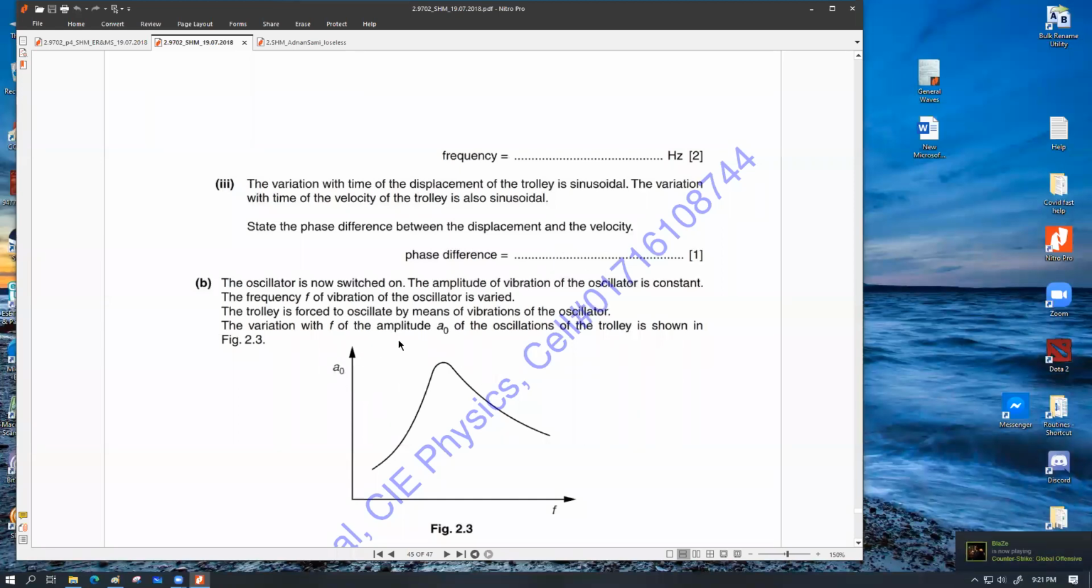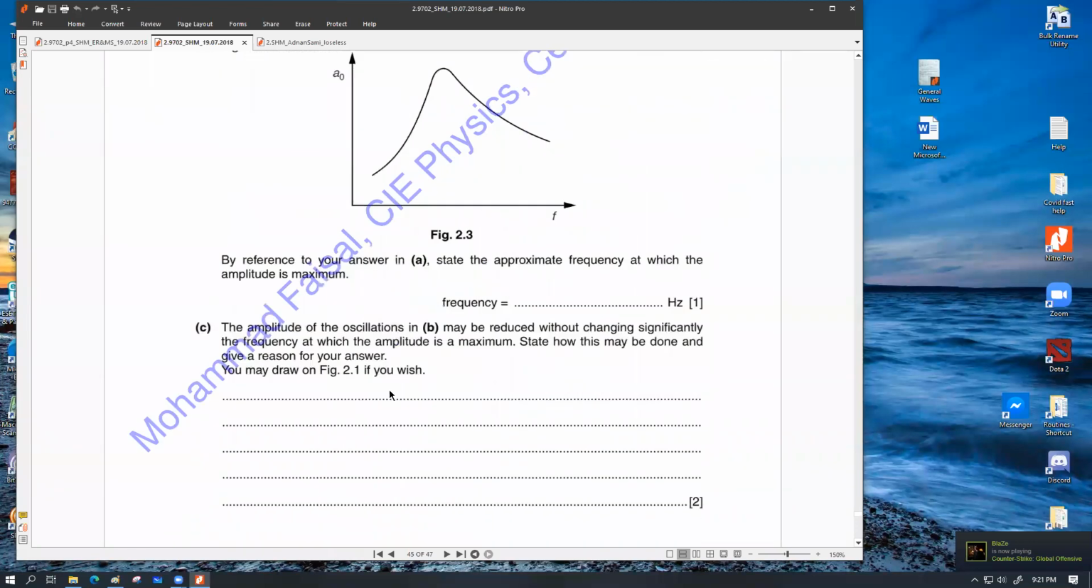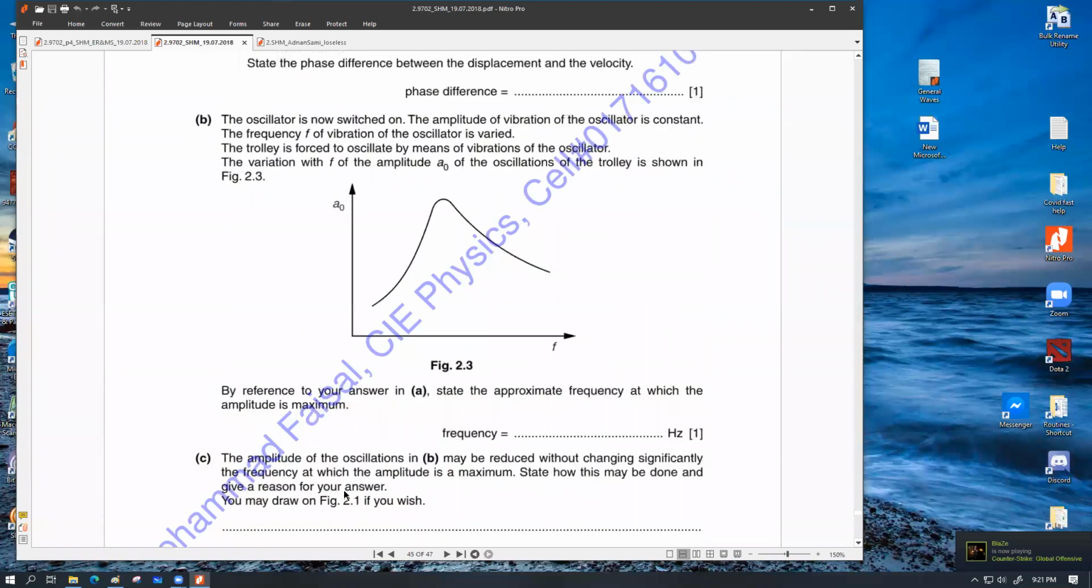Acha, B number next. C the problem started, right? B and C are related, so I might as well read the question. Question number B reads: the oscillator is now switched on. The amplitude of the vibration of the oscillator is constant. The frequency f of the vibration of the oscillator is varied.